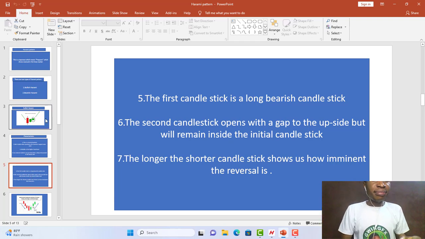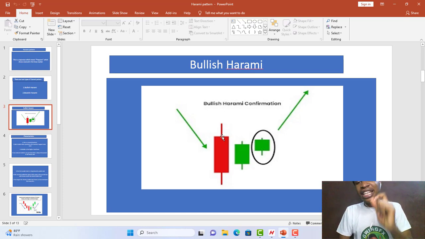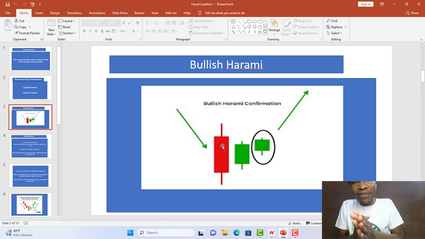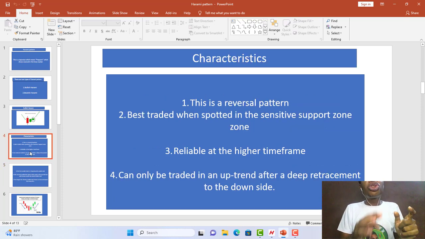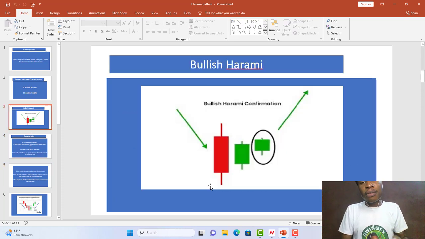What do I mean? This is how the Harami pattern looks. This is in favor of the trend, the market moving this way. You can see it moving down. Now this candlestick is in favor of the trend, a long bearish candlestick in favor of the trend. Then the second candlestick opens with a gap to the upside. For you to call it a Harami pattern, there must be a gap, just the way you find it here.